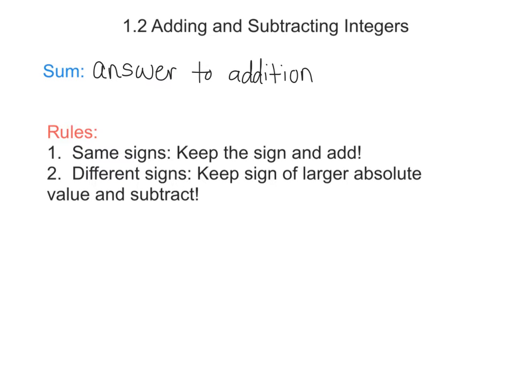Also, you want to keep in mind these rules here for adding your integers. If they have the same sign, meaning both numbers are either positive or both numbers are negative, then you keep the sign and add the absolute value. If the signs are different, so if you have one positive, one negative number, then you're going to keep the sign of the larger absolute value and subtract the absolute values. So let's take a look at a couple examples.